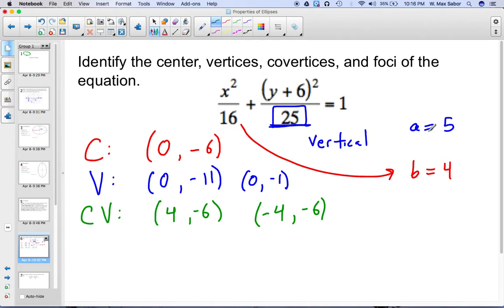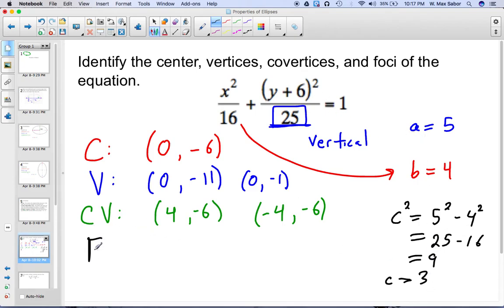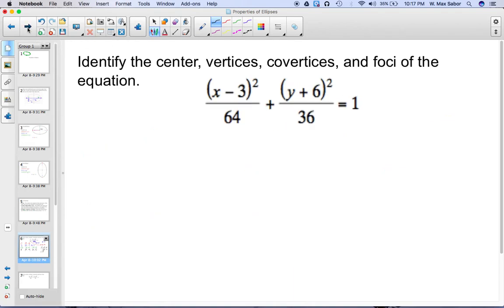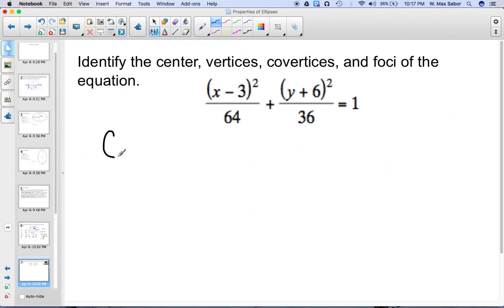And the foci, using c squared equals a squared minus b squared, I can say 25 minus 16 is 9, so c equals 3, and the foci are along the same direction as the vertices, so also vertically. I'm going to take 0 comma, change this by 3. Now change it by 3 in the opposite direction, and those are the pieces. Center is 3 comma negative 6.